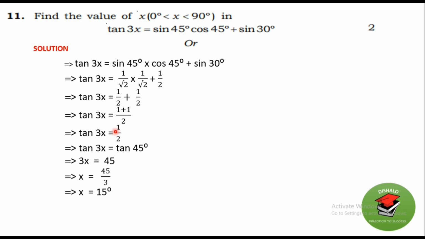oh sorry, it should be 2 by 2. Okay, it's not half, it should be 2 by 2. Then it gets cancelled, so you get 1 here. So tan of 3x, I'll just make the correction. So it should be 2 here. So what happens is 2 and 2 gets cancelled, so you have 1 here. So tan of 3x is equal to 1. So tan of 3x equals to tan of 45 degree, because the value of 1 is tan 45. So 3x equals to 45. So what will be my x? X equals to 45 divided by 3, which comes out to be 15 degree.